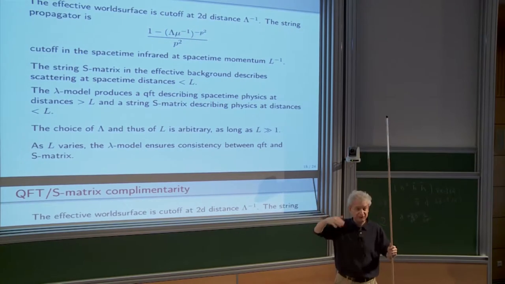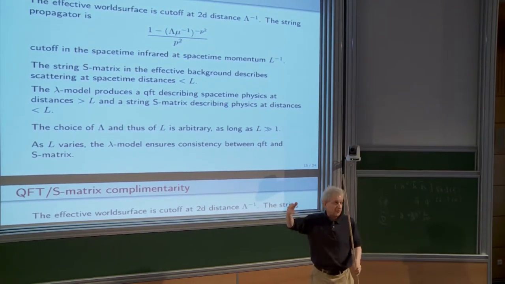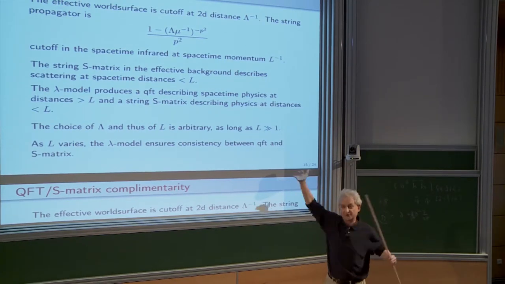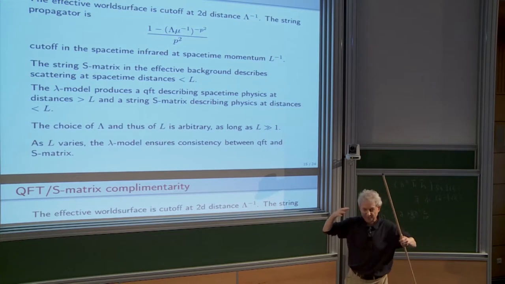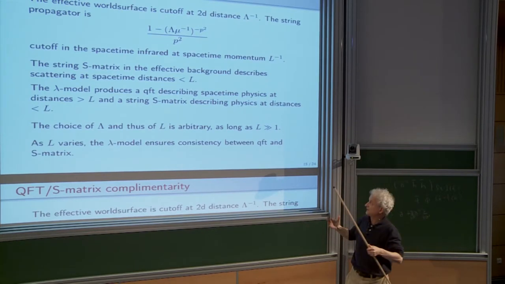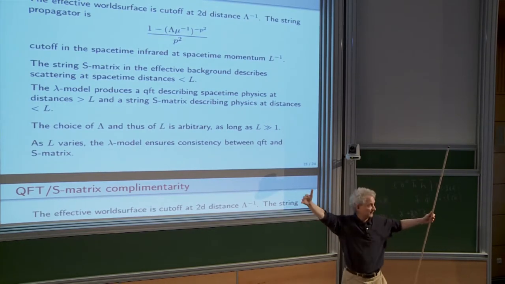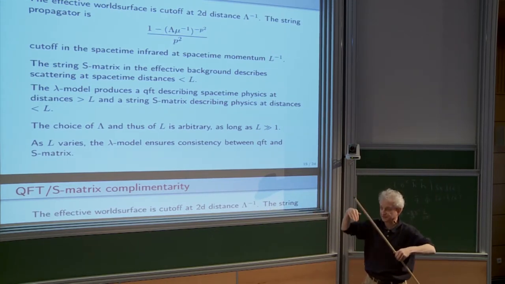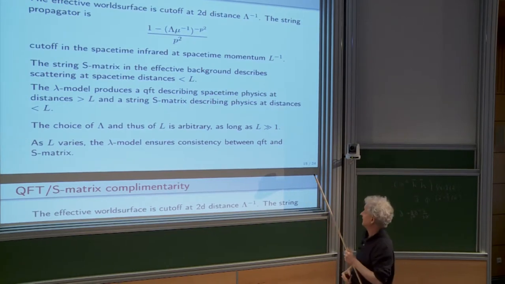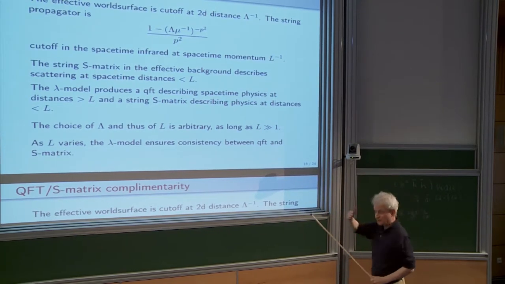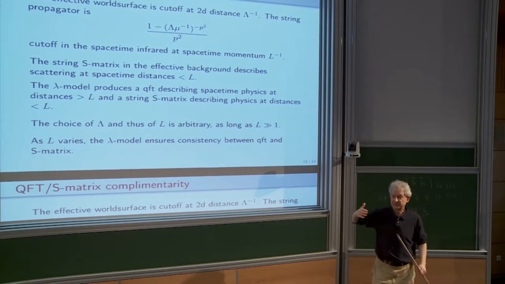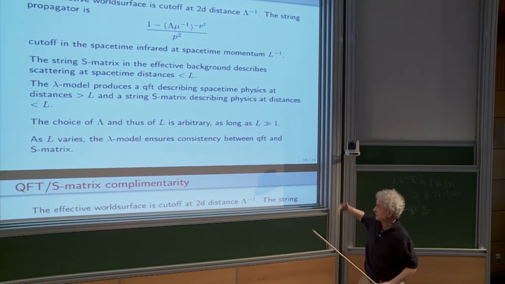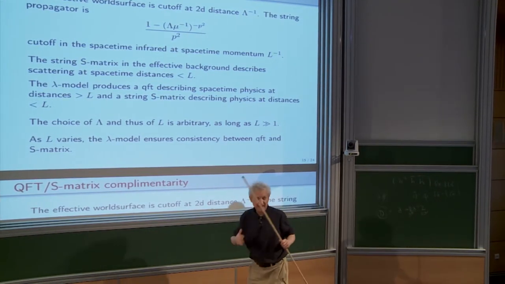And the quantum field theory, the lambda model, has only wave modes of the spacetime fields at distances larger than L. So the quantum field theory describes physics at distances larger than L, and the string scattering, the S matrix, is at distances smaller than L in spacetime. And that choice of big lambda was arbitrary, so we can vary L at will as long as it's large in dimensionless units.